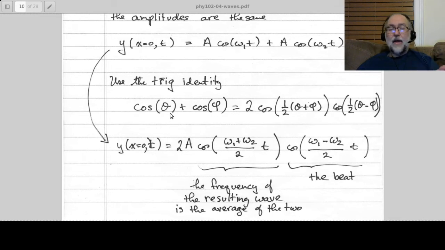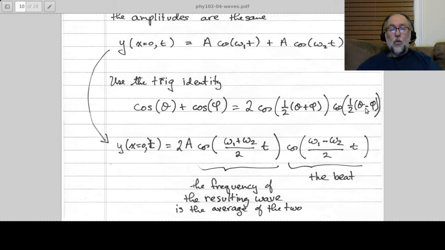So if one angle is like, I don't know, 44, and the other angle is 46, then 44 and 46 divided by 2 is 45. So it's like the angle in between the two. So this one is the angle between the two, theta and phi. It's the average. The other one, however, is the difference. It's half of the difference. So you subtract the two angles and then you divide by 2.